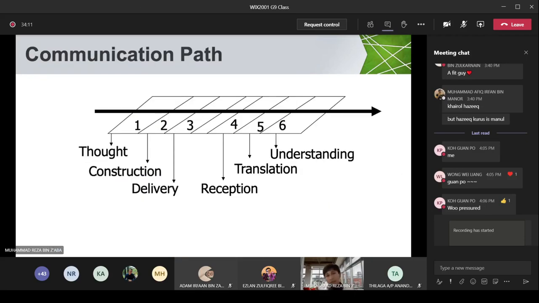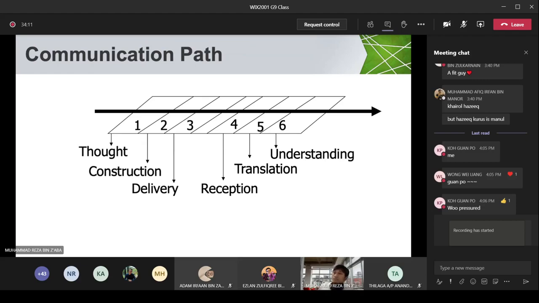Okay, so this is the basic communication path. You have a thought in your mind. For example, your thought at the moment is that you want to be the next prime minister. And the construction is how you want to convey your thoughts, either as an oral statement or a written statement. And then how you want to deliver your thoughts. It may be through a press conference at Le Meridian Hotel. That's one method of delivery.